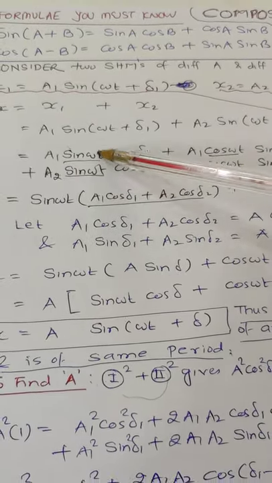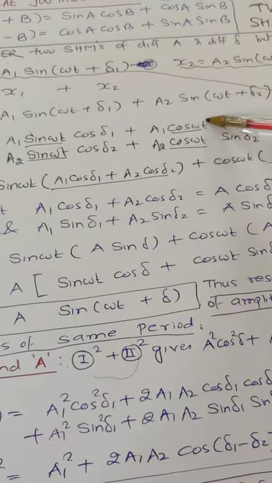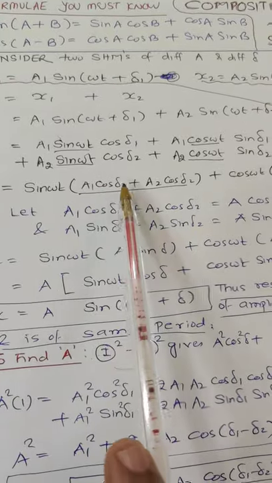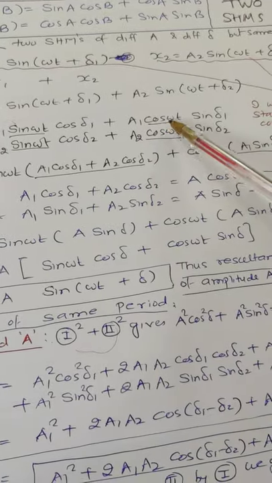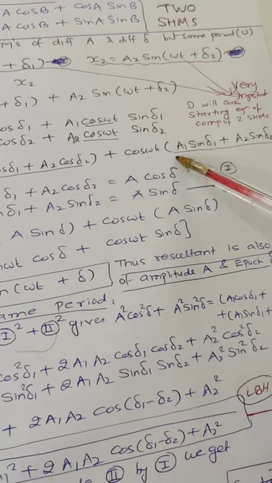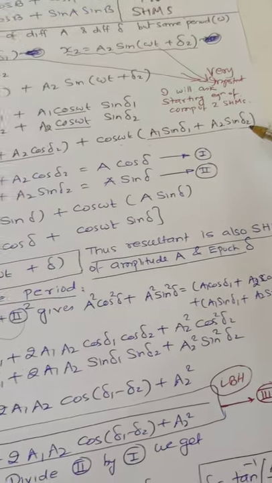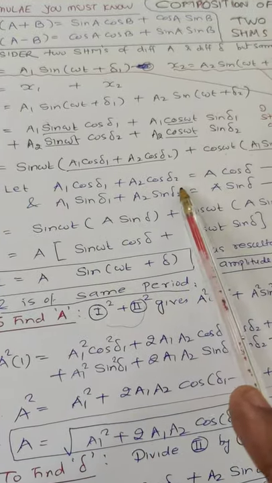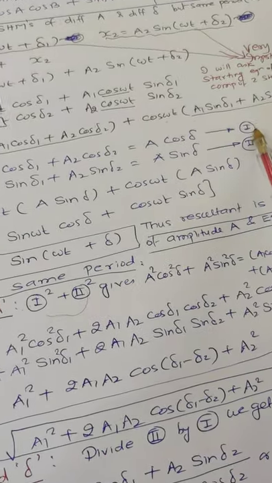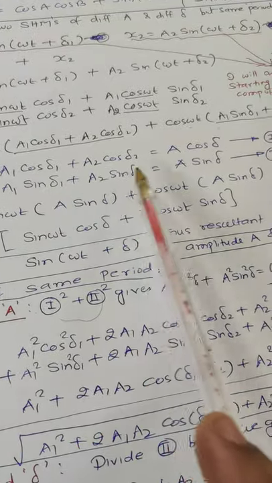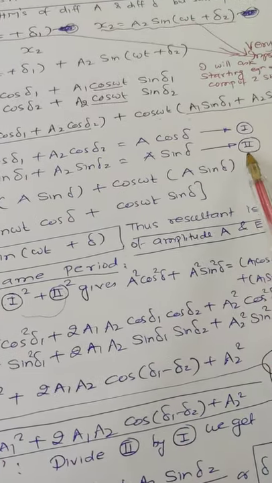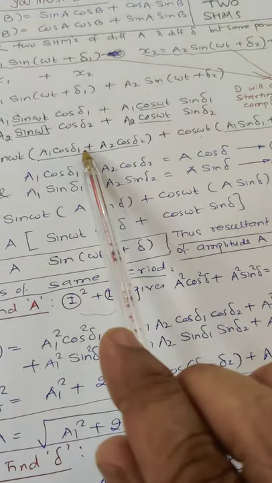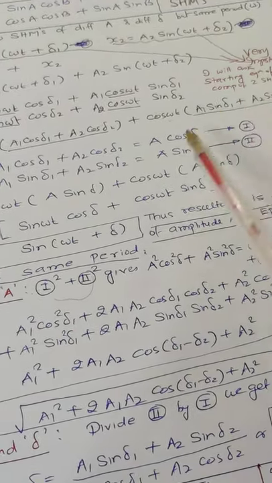Idhar se can you see sine omega t common dikhta hai? Yahan se cos omega t common dikhta hai, so if you take sin omega t common, first isme aayega a1 cos delta 1 plus a2 cos delta 2, idhar se cos omega t common lenge to a1 sin delta 1 plus a2 sin delta 2. Yahan pe ek important substitution hai. Let a1 cos delta 1 plus a2 cos delta 2 be a cos delta, equation number 1, and a1 sin delta 1 plus a2 sin delta 2 equal to a sin delta, equation number 2. Now what I do, put iske badle a cos delta aur iske badle a sin delta.